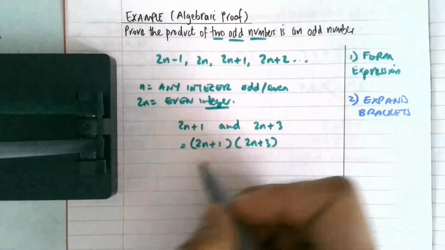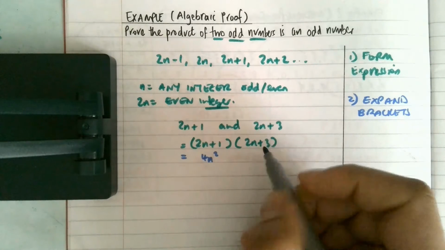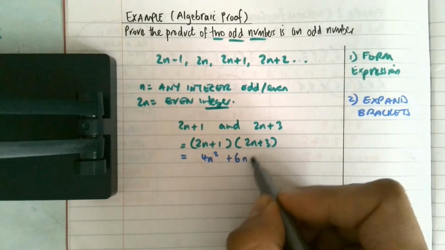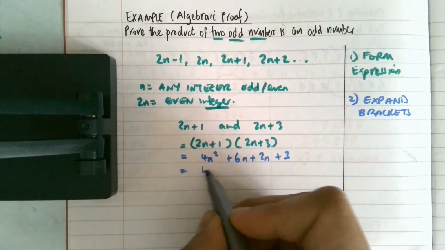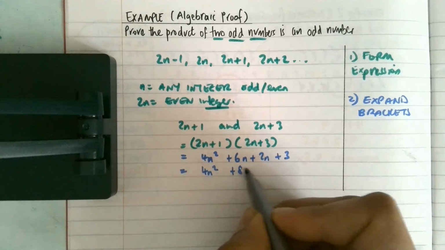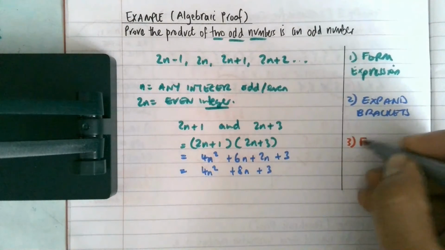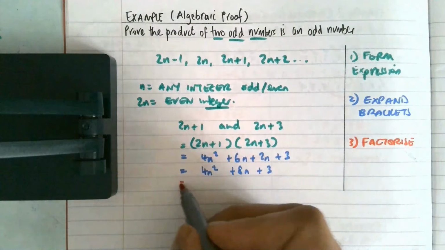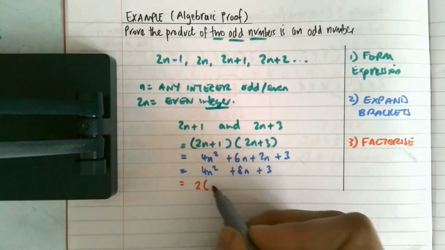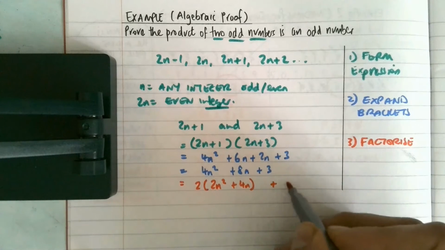So you're going to end up with 4n squared, 6n plus 2n plus 3. I'm going to collect like terms, so I'm going to get 4n squared plus 8n plus 3 because the n's are the same type. And then we're going to factorize. We need to show that this is an odd number, so the factorizing is going to look slightly different. We're going to pick out the first two terms. We're going to factorize them with 2 on the outside, so we're left with 2n squared plus 4n on the inside plus 3 on the outside.